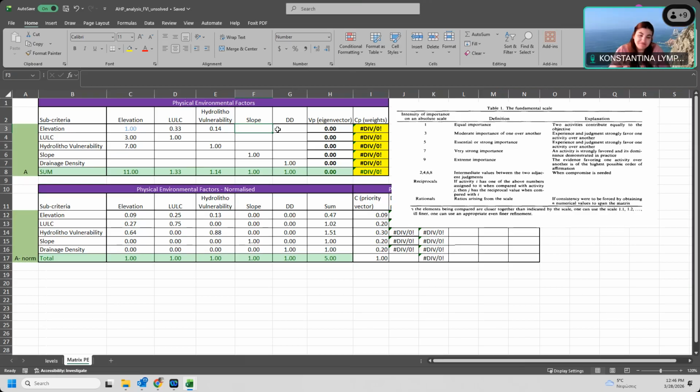Or 5. Moderate. No, essential. Essential, yes. Anybody else? I want to say a 9, extremely important, because it controls how fast the water is going to move and where it's going to go. 9, yeah. Okay, let's go with that. So, slope, 9.